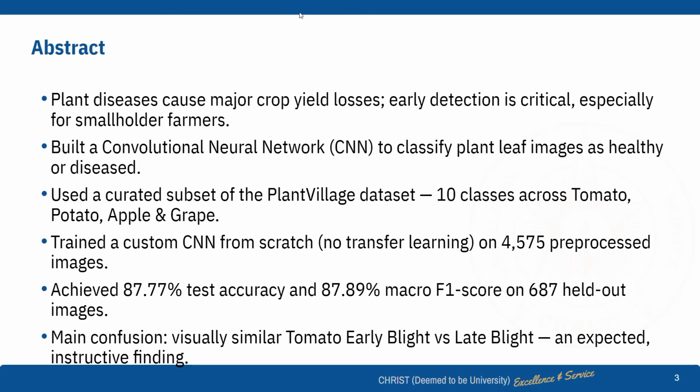The final model achieved 87.77% accuracy and a macro F1 score of 87.89% on 687 unseen test images. One of the main challenges we observed was distinguishing visually similar diseases, particularly tomato early blight and tomato late blight.